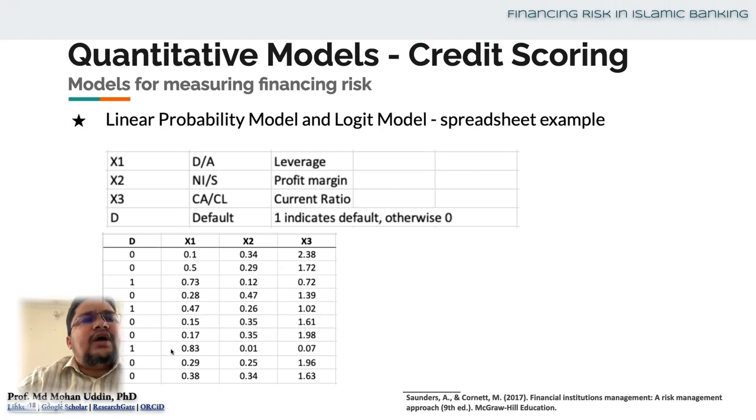And the third customer who has defaulted had a leverage of 83%, very high. Then profit margin of 1% only. So this customer is really not a very good one anyway. And the current ratio is only 0.07, so a very high degree of lack of liquidity. Okay. Now think about the customers who have not defaulted, representing the value of 0. For them, we are getting the values of X1, X2, and X3 as well. And we have arranged all these values in a spreadsheet like this.